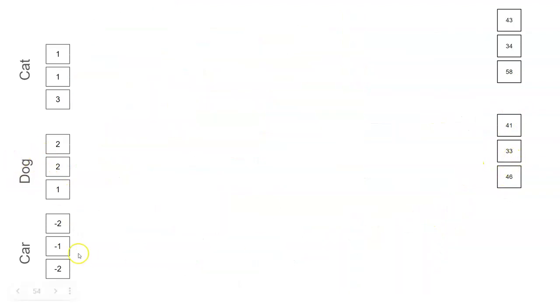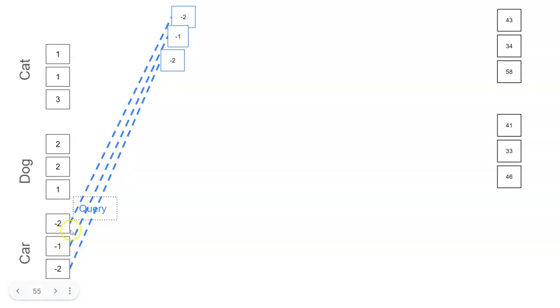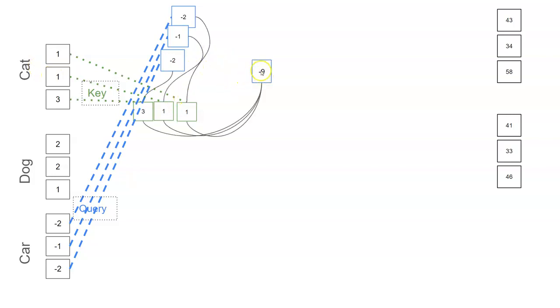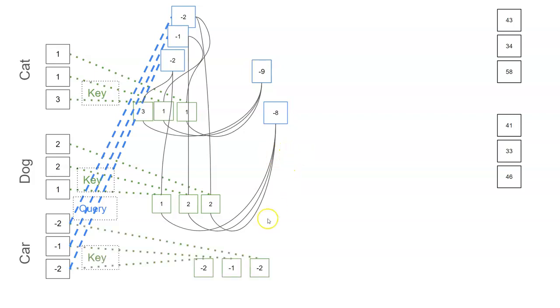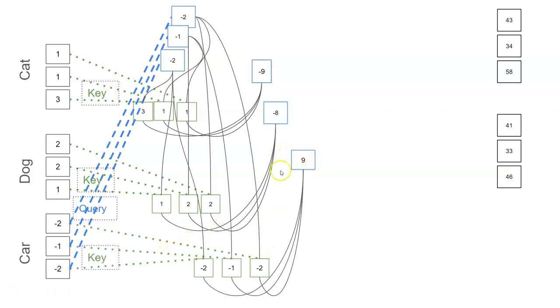And now we are missing the car. Do the same. Query the car, and key from the cat. Minus 9. Then the query is still the query and the key from the dog. Do the same. Minus 8. And at last, the car will think itself is really important. It's 9, and the other ones are not important. Minus and minus. That makes sense. Again, car does not look like dog and cat, so everything is fine.